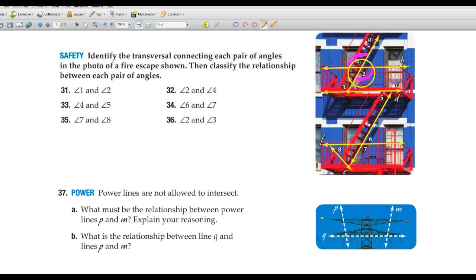Okay, so in this case, there's not a transversal. We just have two intersecting lines. And anytime we have intersecting lines and it's the angles opposite from each other or non-adjacent, those are vertical angles.